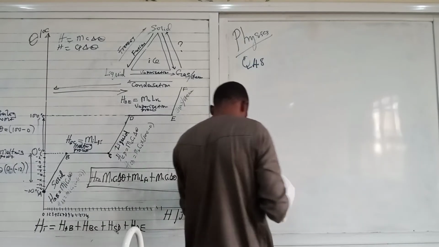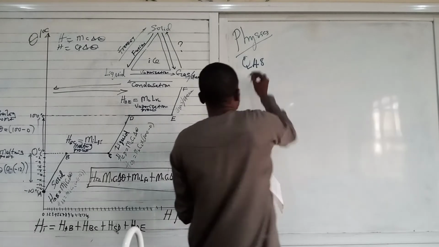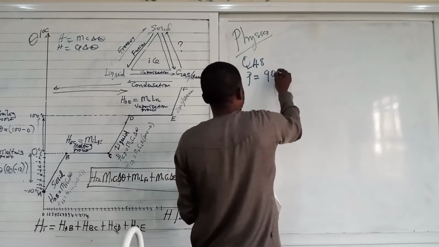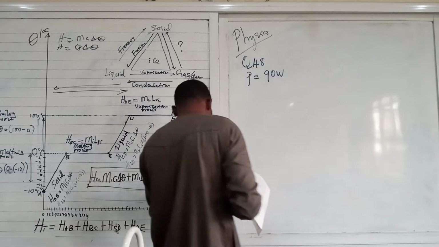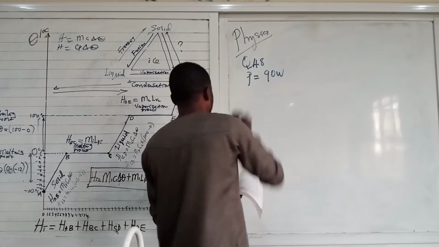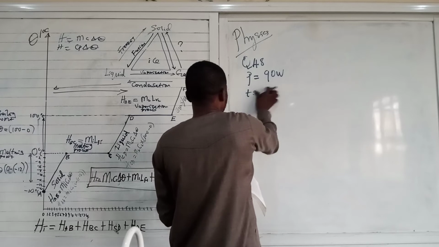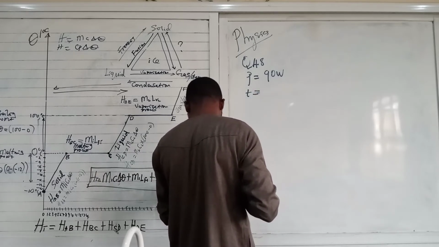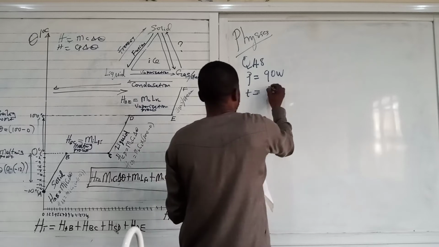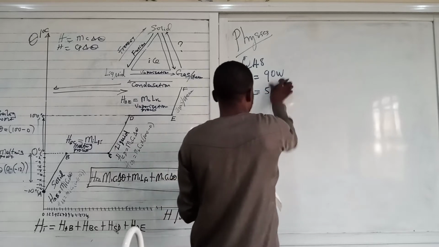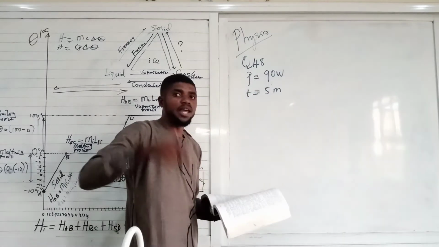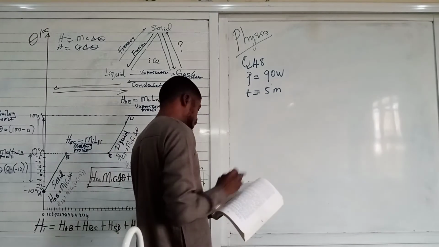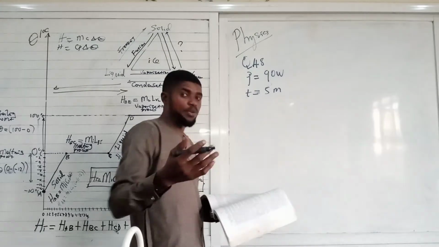So, question number 48, page 221. The power in the circuit is given as 90 watts. And the time taken for the current to flow in the circuit is given as 5 minutes. Sorry, it is raining heavily down here right now, so ignore the sound you are hearing. We can't compete with nature.